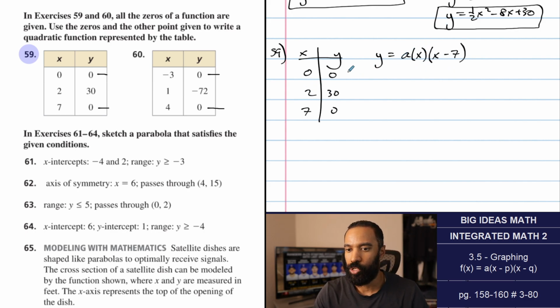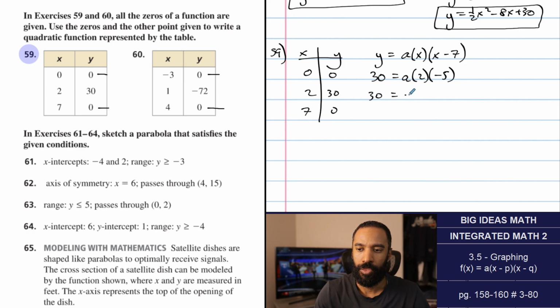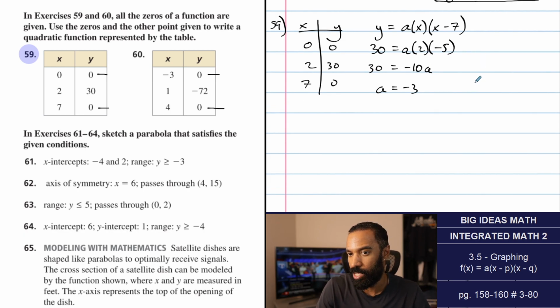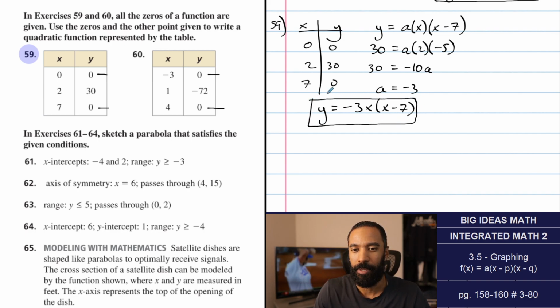We're going to go through 2, 30. 2 is the x, 30 is the y. So 30 equals a times 2 minus 7. Boom, like that. 30 is negative 10a, and a will be negative 3. They still don't say standard form, so I'm not hamstrung. Well, I'm hamstrung to get my a, but I'm going to go here. Negative 3x times x minus 7. That is a factored form answer. It is brilliant because they didn't say standard form.